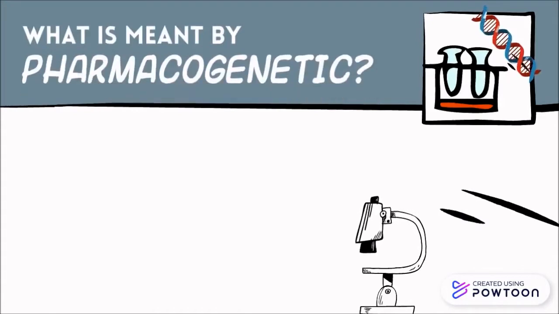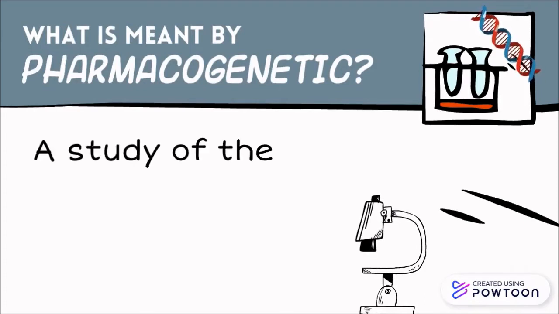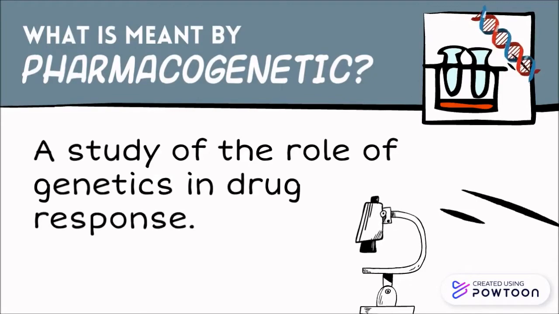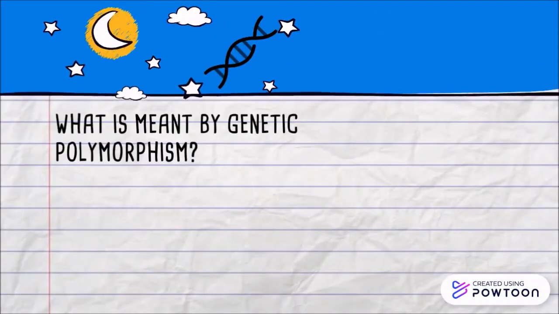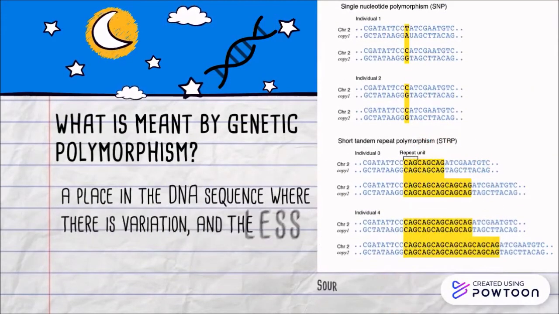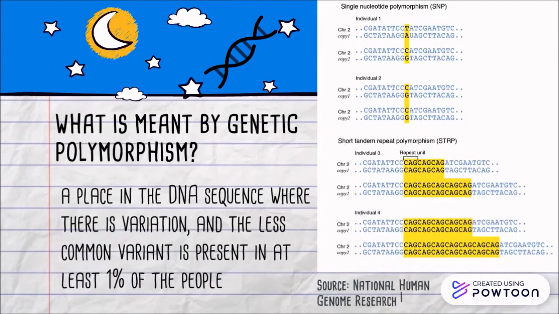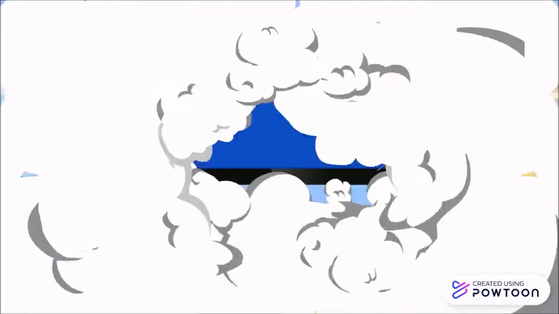Before we go into details, what is meant by pharmacogenetics? Pharmacogenetics is the study of the role of genetics in drug response. And what is meant by genetic polymorphism? Genetic polymorphism can be defined as a place in the DNA sequence where there is variation, and the less common variant is present in at least 1% of the people.